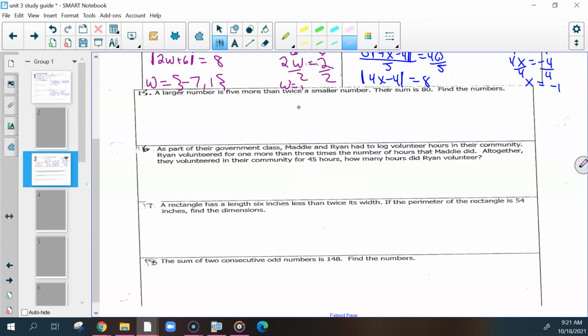So important pieces of information. The one more than 3 times the number of hours Maddie did. It's important. I should have used time Maddie's hours first. Yeah, we're gonna end up finding Maddie's hours first. Altogether, they volunteered 45 hours. And the question only asks about Ryan's hours, but in order to find Ryan's hours, we have to find Maddie's.